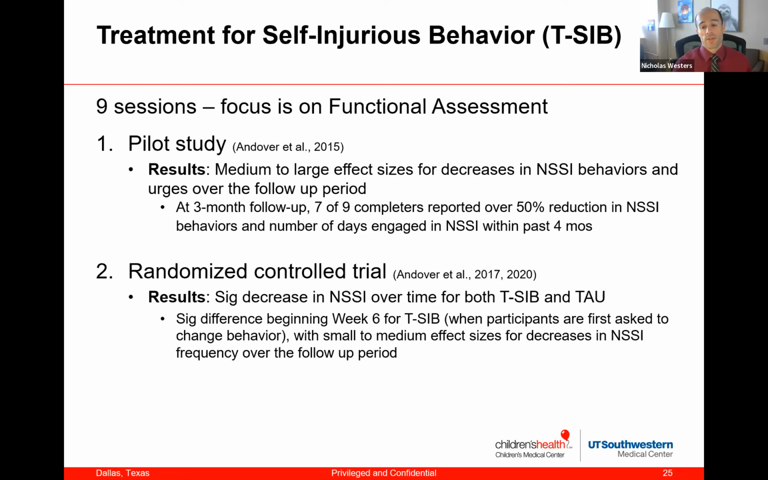And then in the only randomized controlled trial, which included 33 young adults, again with a mean age of 22, who endorsed NSSI urges and/or behaviors in the past month, there was a significant decrease in NSSI at 3-month follow-up. But this was also evident in those who were in the treatment as usual group. So at 3-month follow-up, they both benefited. But a closer look at the data showed a significant difference between the two groups beginning at week 6, which will make sense when we go through this, because it's weeks 5 and 6 where there's a decrease in NSSI frequency, because that's when the participants are asked to start behavior change.